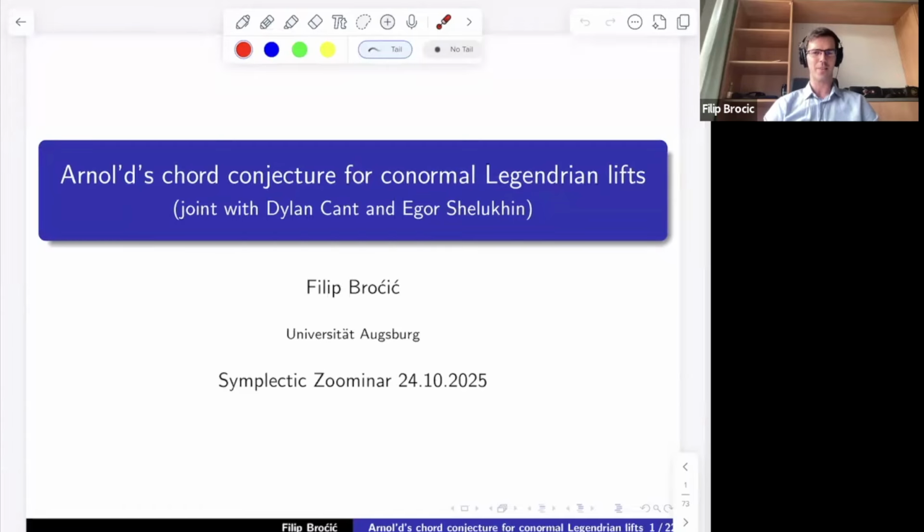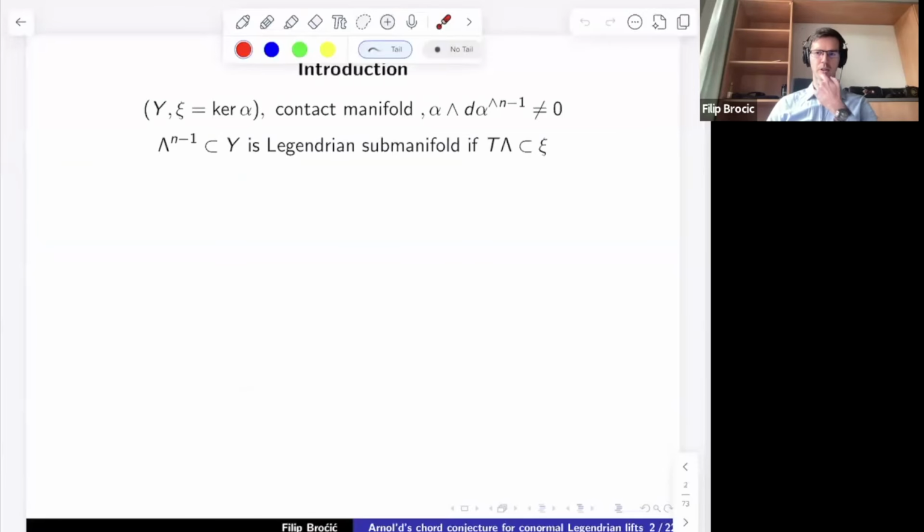Okay, now I can start with the math. This was a joint project with Dylan Cant and Egor Shelukhin. And now first we'll introduce the setup of the chord conjecture.